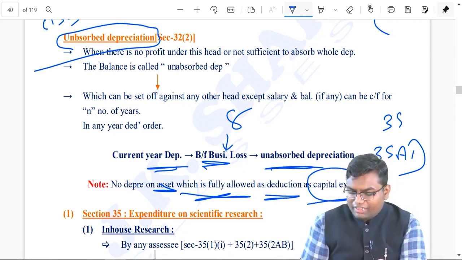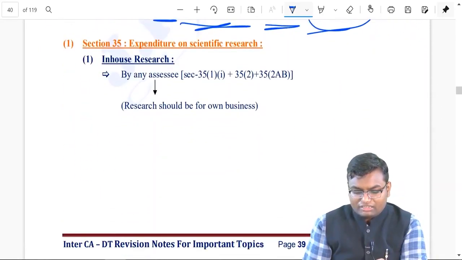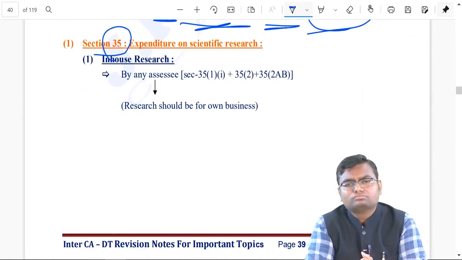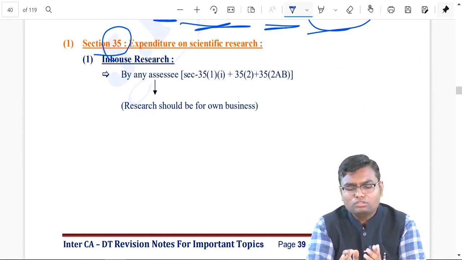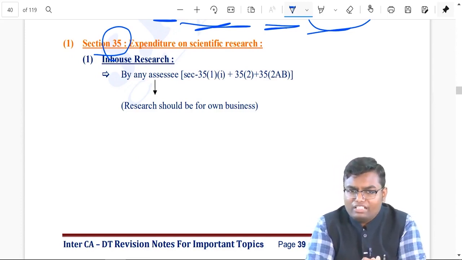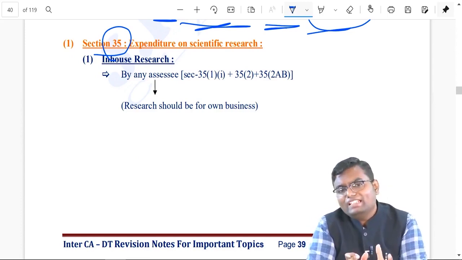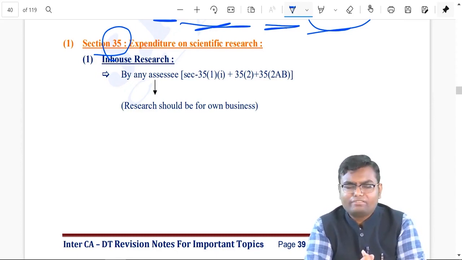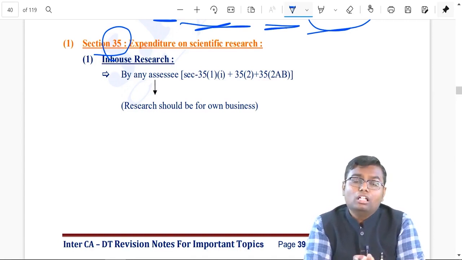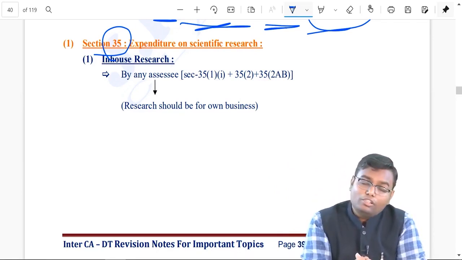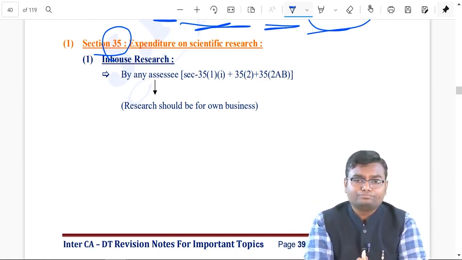Now friends, after section 32, let us move on to the very next section, and that is section 35, expenditure on scientific research. There are two kinds of expenditure that you can do. Number one, you have your business, you get an approved plan of scientific research from the government, and you do any in-house research, current year expenditure or prior year expenditure, whatever, you will get deduction. Number two, you don't have any business, or you have the business, but you are doing a donation for scientific research to some other organization. You will get deduction for that donation also.